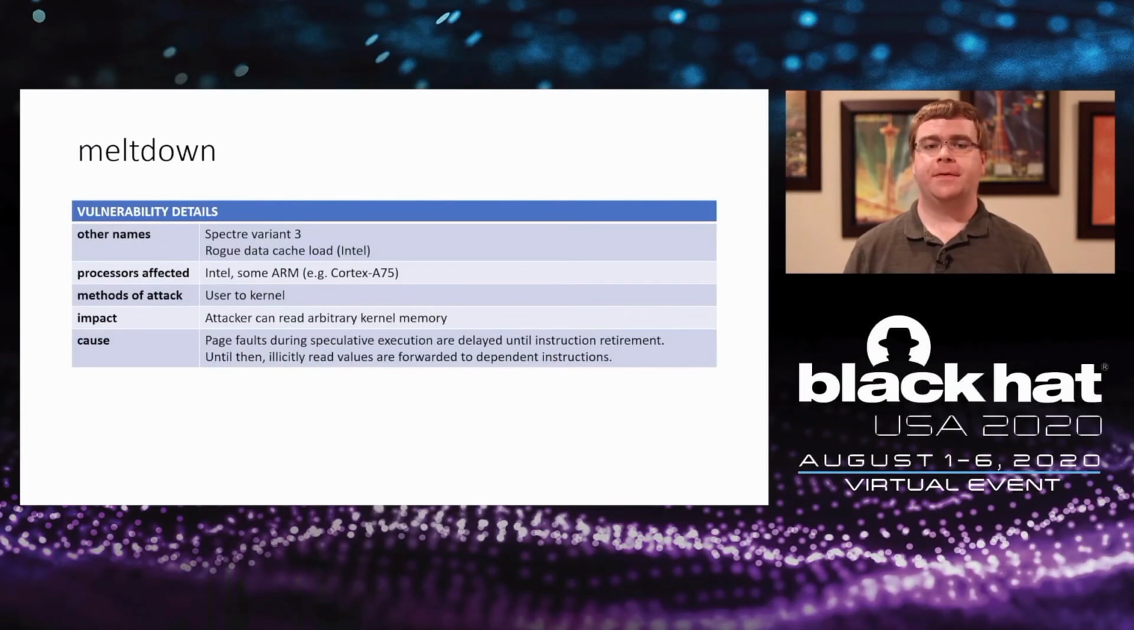Meltdown affects a lot of Intel processors and some ARM processors too. In a Meltdown attack, a user process can cause the CPU to perform a speculative load of kernel memory, then leak that value through a cache side channel so that it can be read by the user process. This breaks the boundary between user and kernel mode.